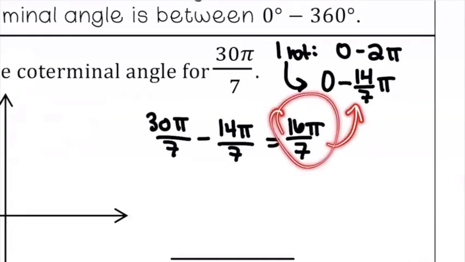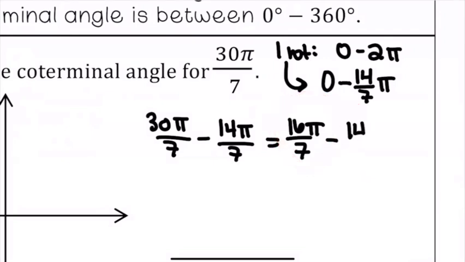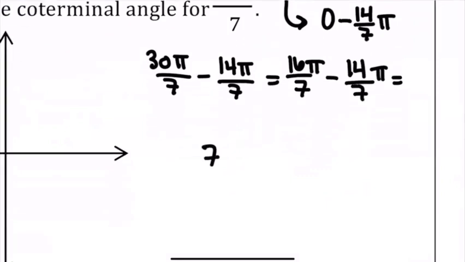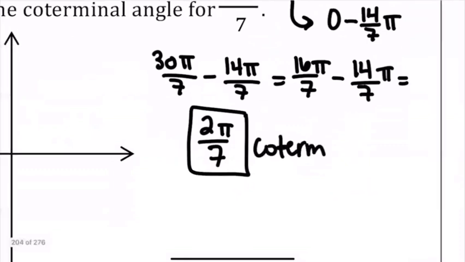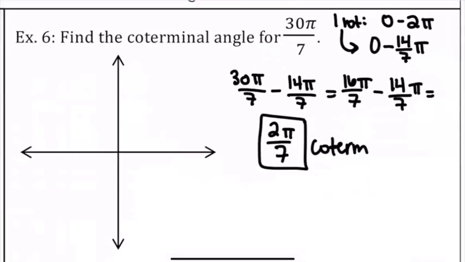That is still bigger than a rotation, so we're going to do it again. Remember, we keep the bottom the same, and across the top, we have 16 minus 14 is 2. So this is my new angle here. This is our coterminal angle. I am going to graph both, though.